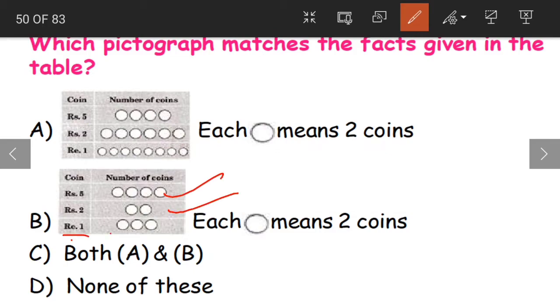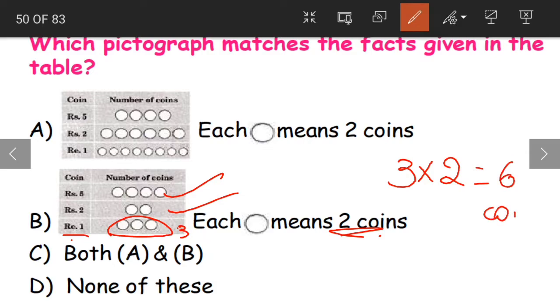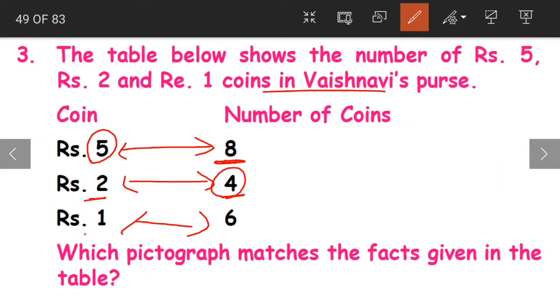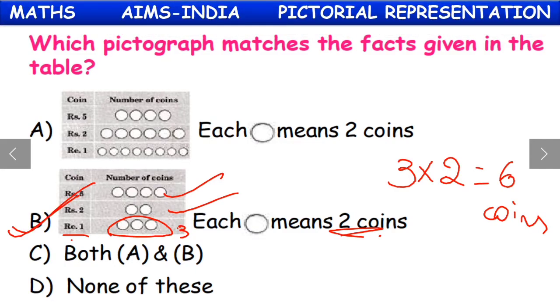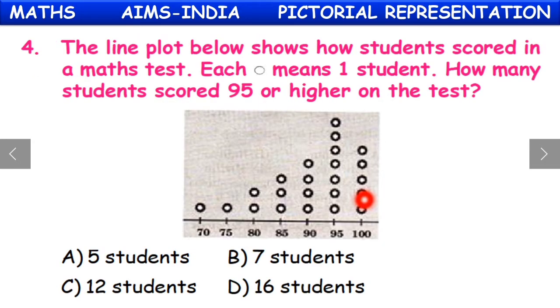Now coming to 1 rupee. Another way of solving this is, children, we are having 3 circles here, right? 3 circles. Now each means 2 coins. So what is the value? 3 into 2 is equal to 6 coins. Let us check for 1 rupee. Yes, she has 6 coins. Even this is matched correctly. So option B becomes our correct answer. This pictograph matches the facts given in the table.